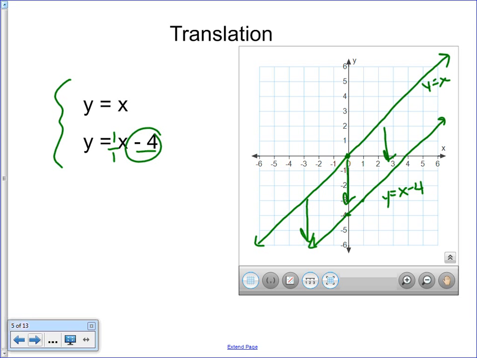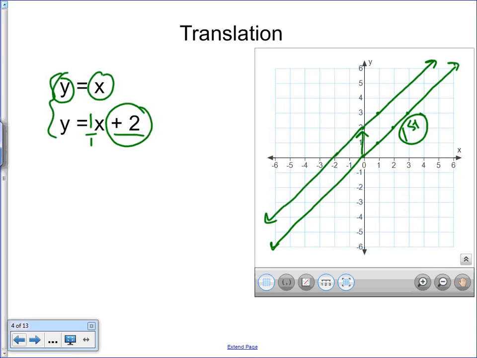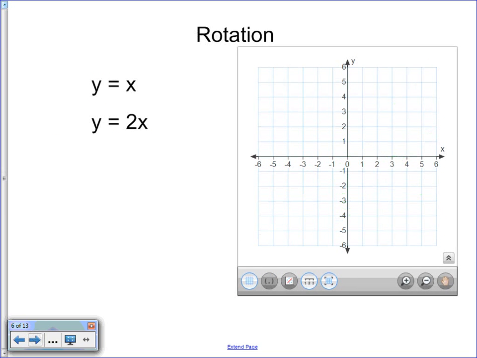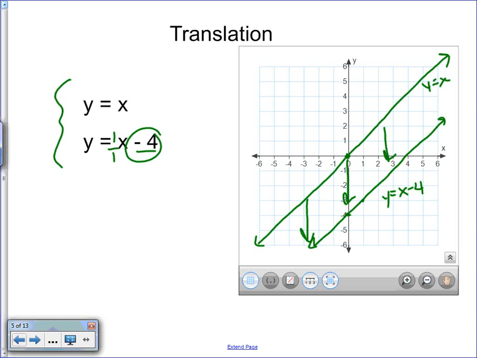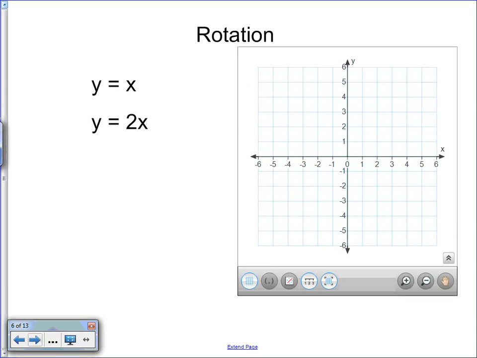Now you might notice a relationship between just the equations, like if I just had a number on the end, like we did in the previous example. If it's positive, shift it up. Negative, it shifts it down that many. And that's pretty much in a nutshell what a translation is. And we're going to take a look at what a rotation now looks like.